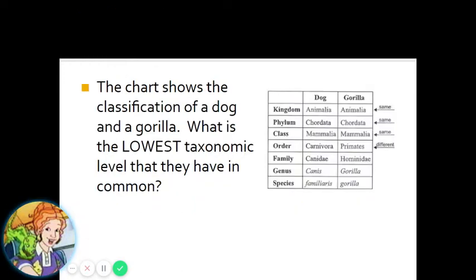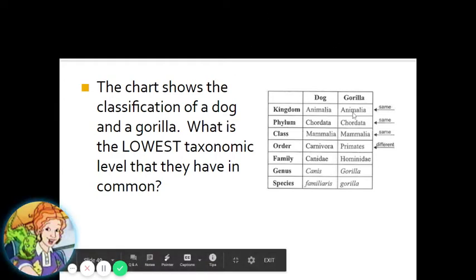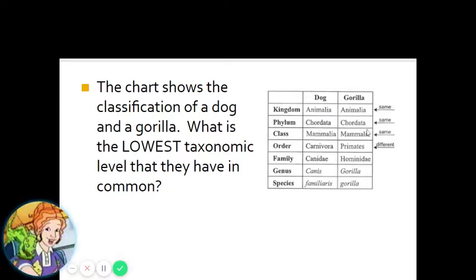So a sample question that you might come across says, the chart shows the classification of a dog and a gorilla. What is the lowest taxonomic level they have in common? The way you're going to do something like this, you just go, they're both animals. They both are in the phylum Chordata, which means that they have a backbone, spinal cord. They're both mammals, and then you get down here where they have different orders. Dogs are in the order Carnivora, gorilla is in the order Primates. So that would be your answer right there. And that's the type of question you might see for classification.